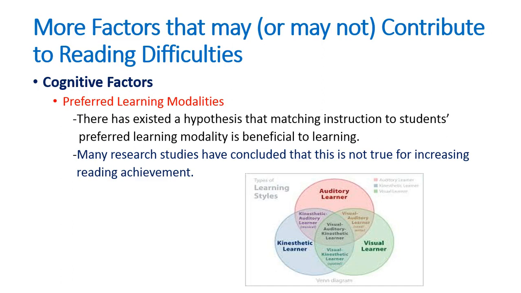In truth, there have been many research studies conducted that find that this really isn't true for increasing reading achievement. But what we do know is true is that it's effective for all students to present information in multiple modes. So we present information visually and auditorily and kinesthetically, so that they're touching things and moving. So it's certainly good for all students to be exposed to things in all modes, but it is not true that we should target certain learning modalities to students based on their preferred learning methods.